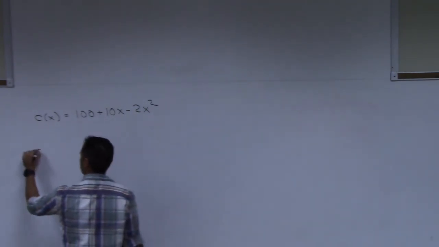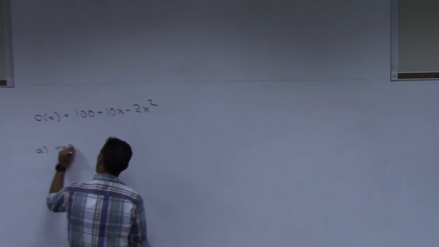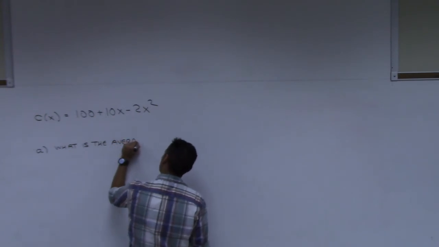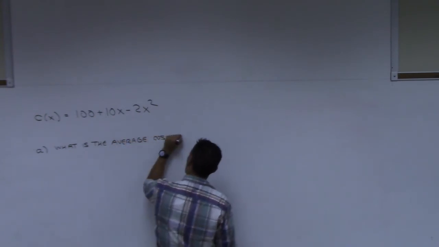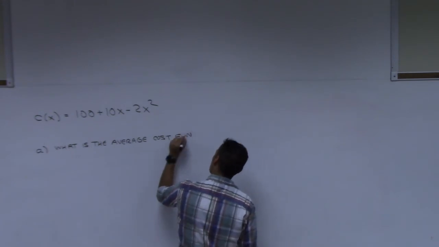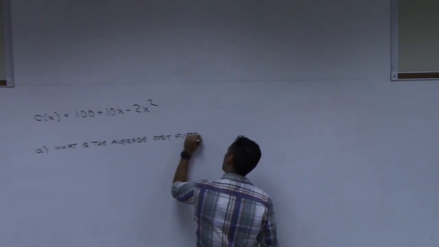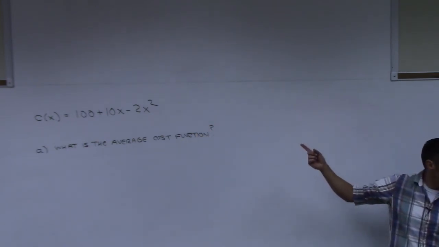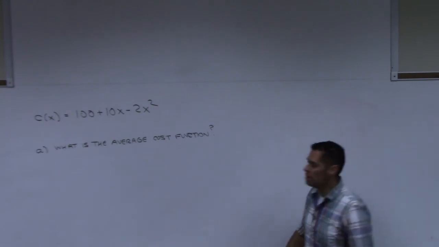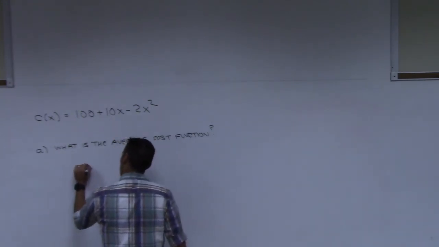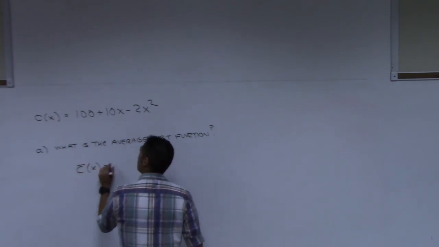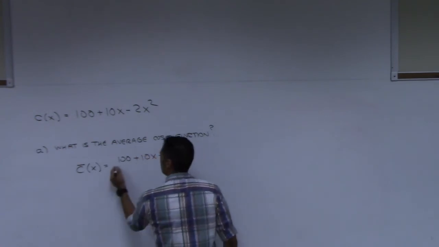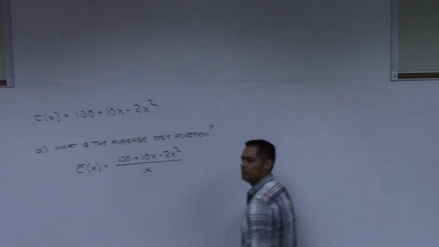Now, what's the average cost function? That's the first thing I'm going to ask you. What is the average cost function? So what is it? I take that whole thing and divide it by x. That's it, right? So the average cost function is this up here divided by x, right?